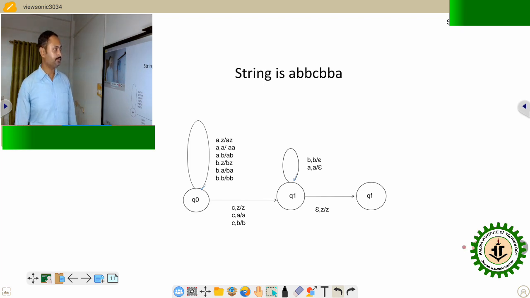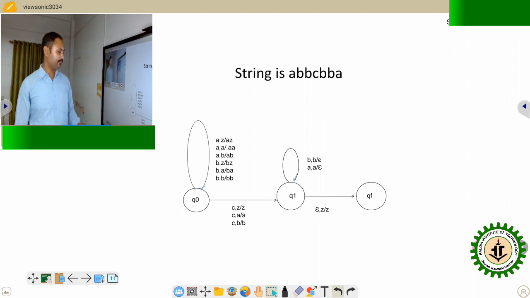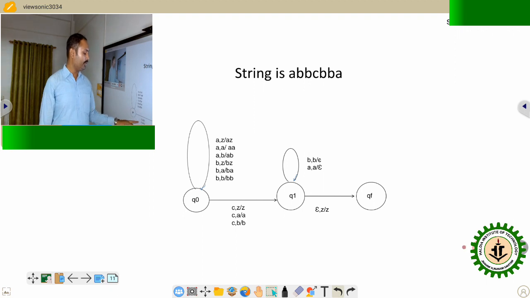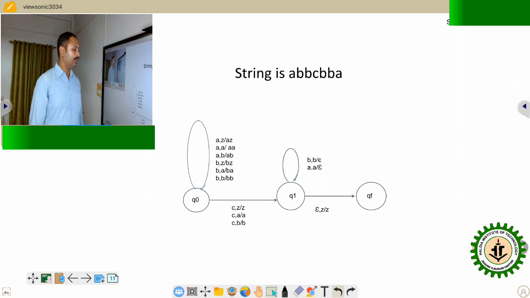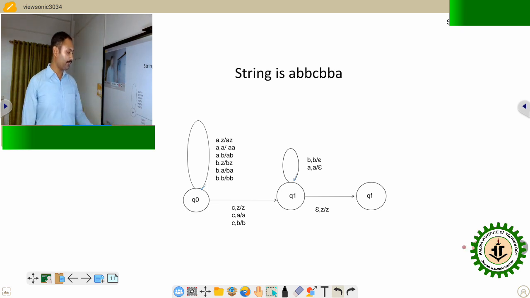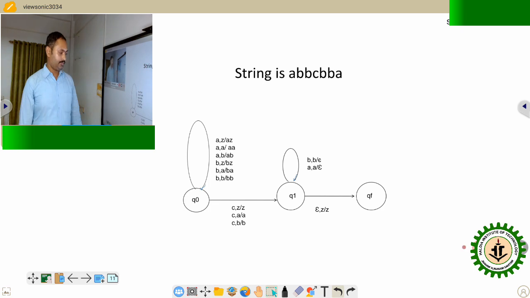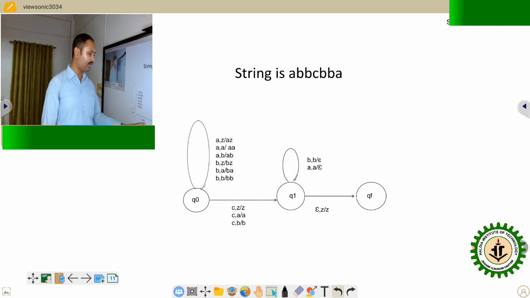Now what will happen if we input the C symbol? When we input the C symbol, it just skips the present state. Our present state is Q0, so it will go from Q0 to Q1 without modifying anything. A will remain the same, B will remain the same, it just changes the state. So now our present state is Q1.